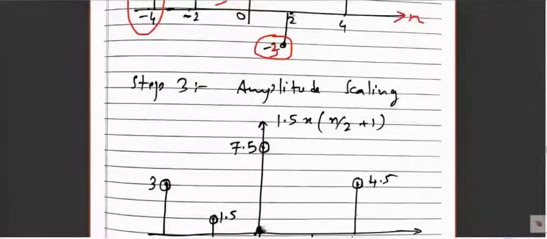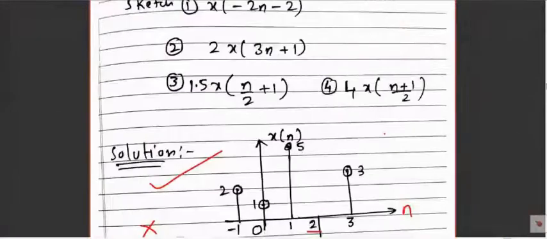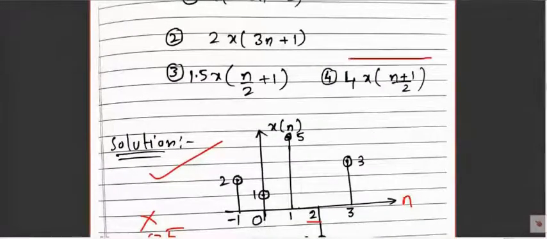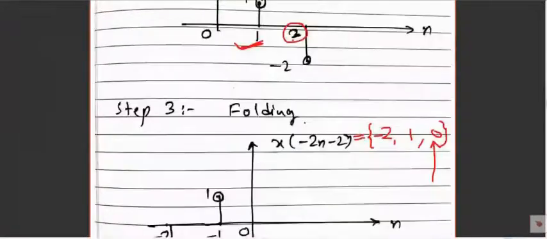Okay. And the fourth part of the question is 4x of n plus 1 divided by 2.